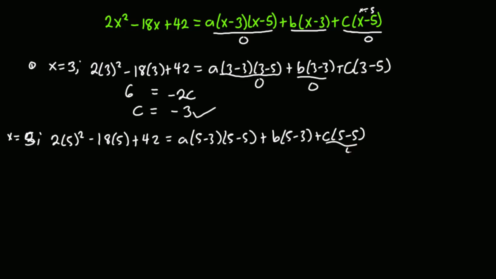So this will be 0 and this will also be 0, and so we are left with 2 times 25, which will give us 50, minus 90 plus 42. So we get 2. So 2 will be equal to 5 minus 3, which gives us 2, so 2b. And therefore, b is equal to 1. b is equal to 1.